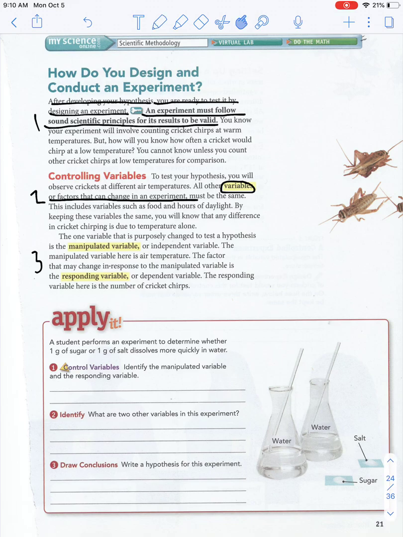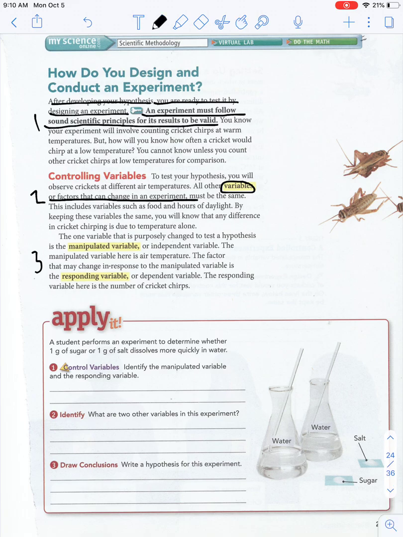The one variable that is purposely changed to test a hypothesis is the manipulated variable, or independent variable. The manipulated variable here is air temperature. The factor that may change in response to the manipulated variable is the responding variable, or dependent variable. The responding variable here is the number of cricket chirps.